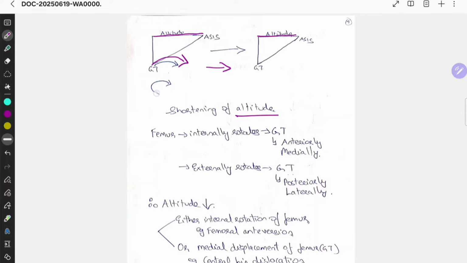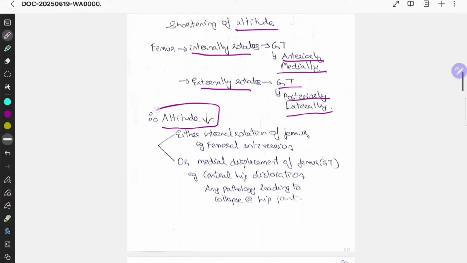So whenever the femur internally rotates, GT comes more anterior and medial. Whenever the femur externally rotates, the GT goes more posteriorly and laterally. So when does the altitude decrease? Either internal rotation of femur, that is femoral anteversion, or there might be a medial displacement of greater trochanter. In conditions like central hip dislocation, any pathology leading to the collapse at the hip joint, there is decrease in the base and decrease in the altitude both.